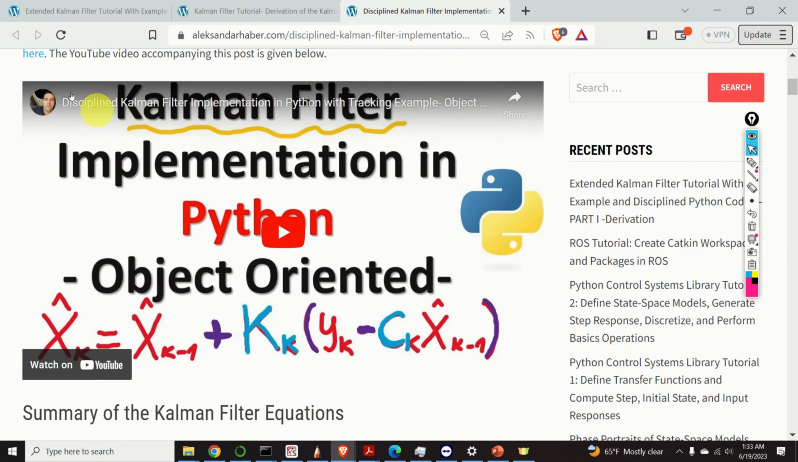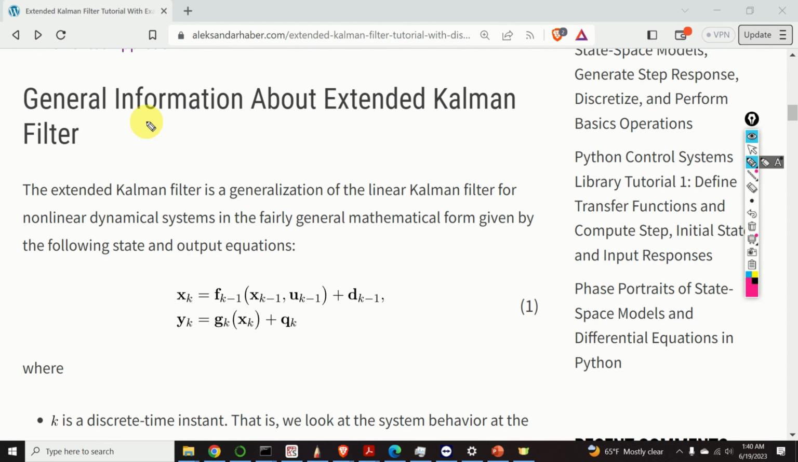Under the assumption that you have at least basic understanding of linear Kalman filters and linear Kalman filtering, we can start with extended Kalman filter. The extended Kalman filter is a generalization of the linear Kalman filter for nonlinear dynamical systems.